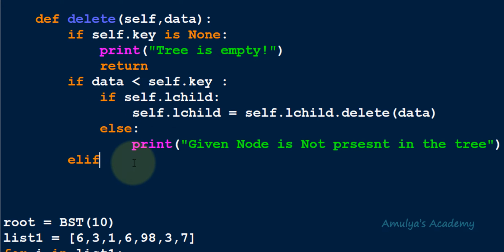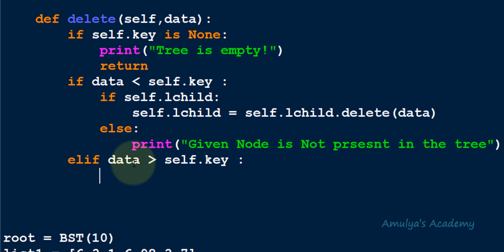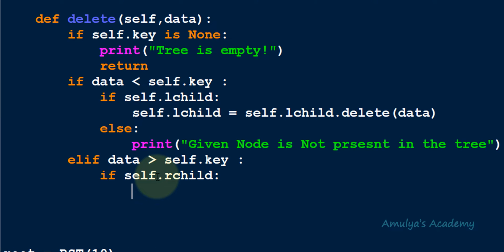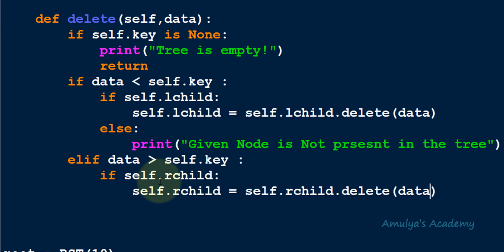Elif data is greater than self.key, that means I need to go to the right side and delete that node, if it is present. So I'll write the same code like this. First I'll check whether self.rchild, the right child, is present or not. If it is present, then I'll perform the delete method on the right child and I'll store that result in self.rchild, right? If self.rchild is present, I'll call the delete method on that and I'll store the returned result in self.rchild.